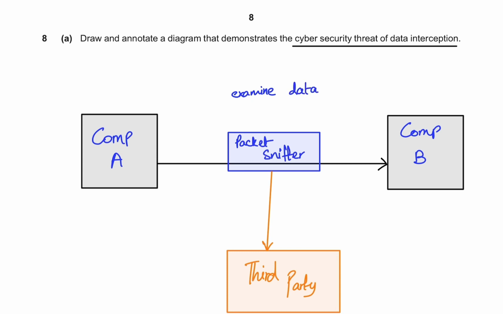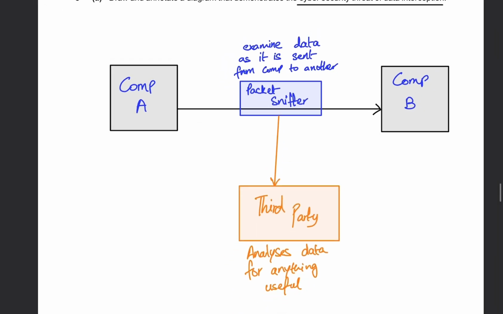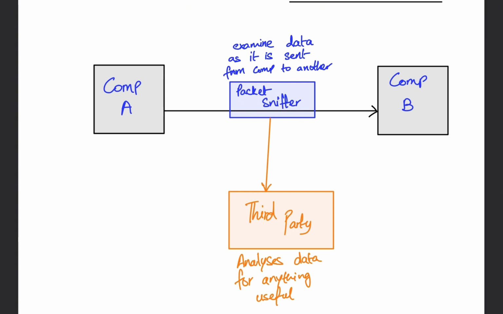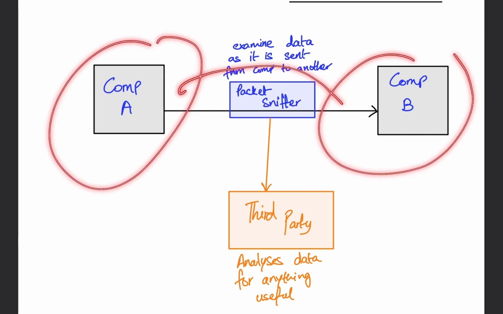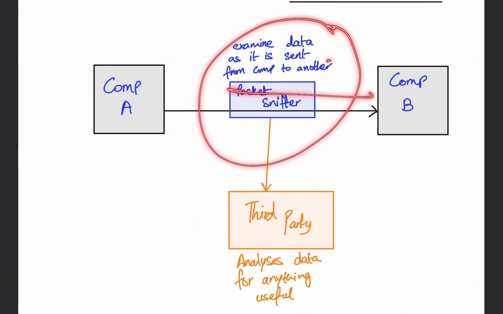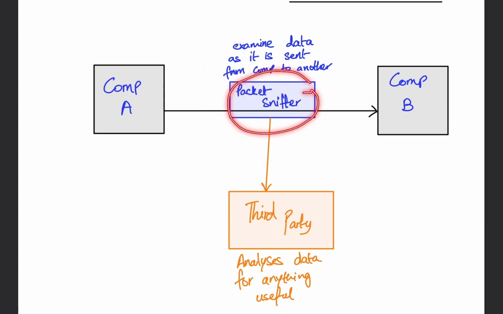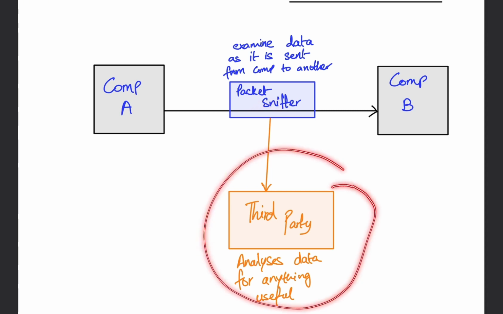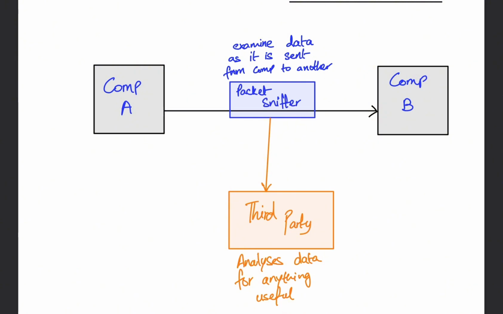Examine data as it is sent from one computer to another. So this diagram basically explains that data is being sent from one device to another. The data is being examined during the transmission. A packet sniffer is being used, and intercepted data is being used by a third party, and connection hack to spoof destination address.